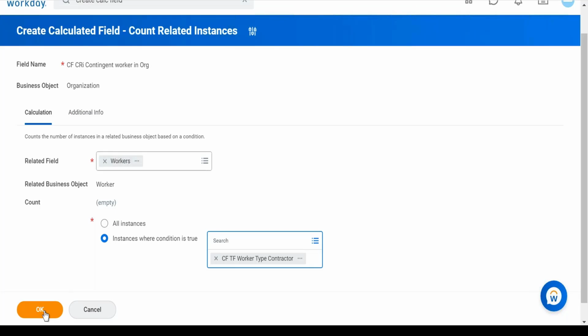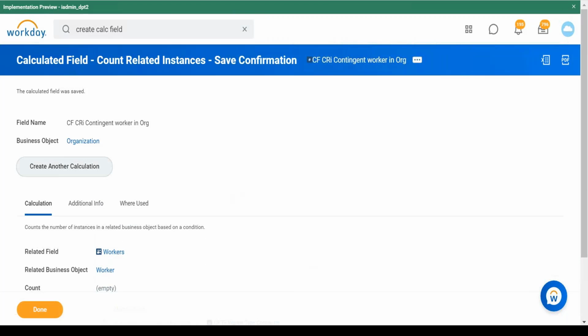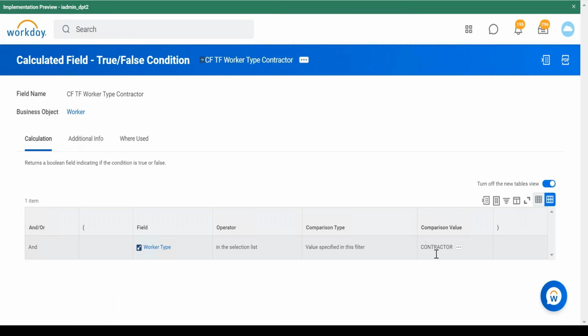So this is how you count a related instance on a particular worker type. Normally we are choosing contingent worker, right? What is the need for going for worker type? Because in Workday, there is no field as contingent worker. There is no true and false condition as contingent worker. So we had to build a field. Sorry to confuse you, this tenant calls contingent workers contractors. But contractors, contingent workers or employees, they all happen to be worker type in Workday.